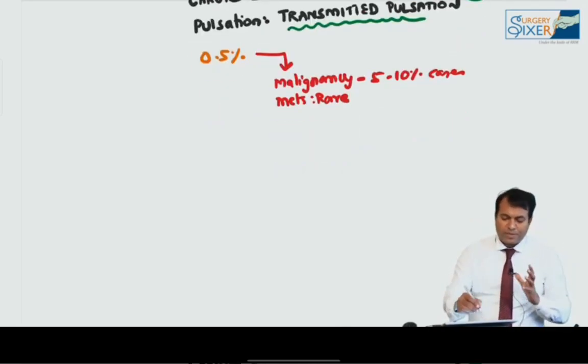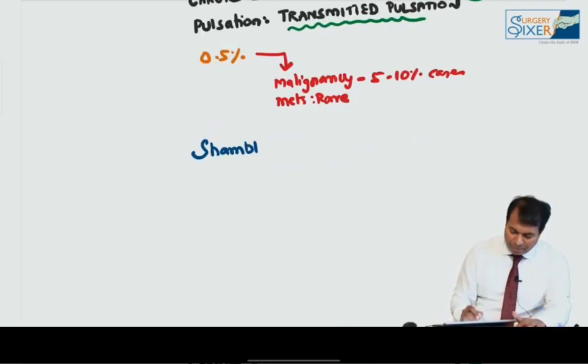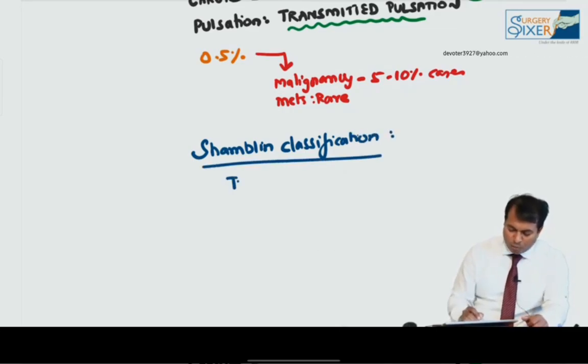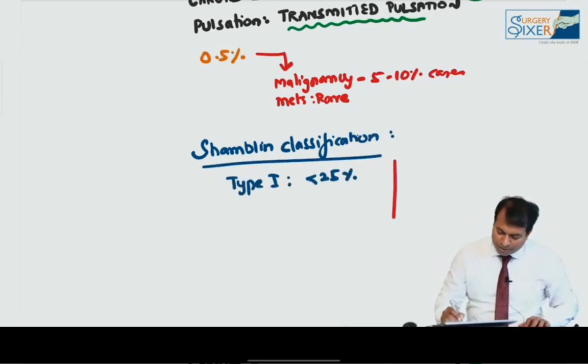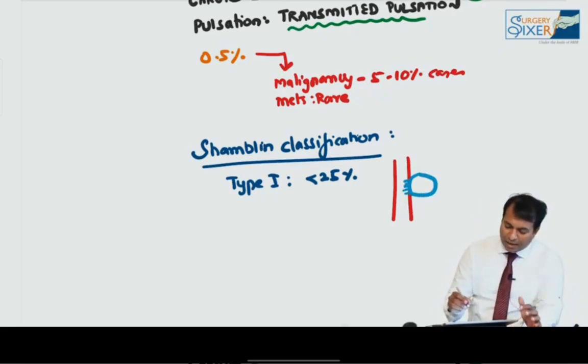Just for the super specialty level, there is a classification for this tumor known as the Shamblin classification, from vascular books. Type 1 will have less than 25% attachment. If this is an artery, the carotid body is attached only less than 25% to the vessel. So less than 25% is known as type 1.